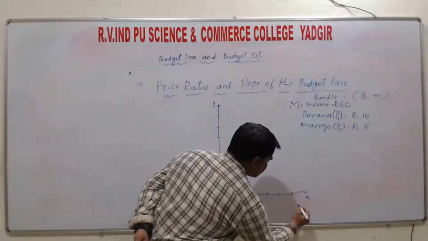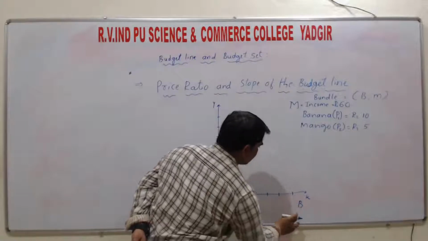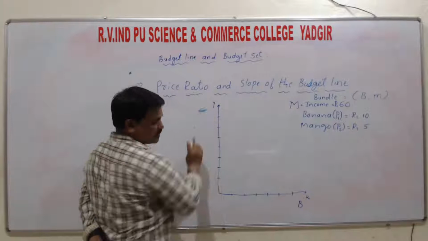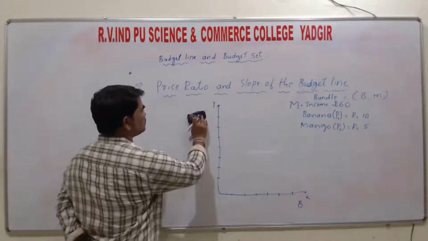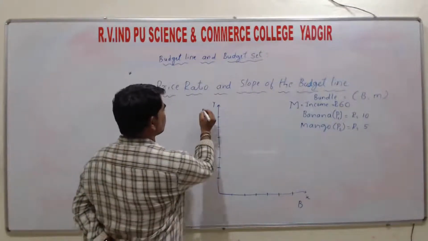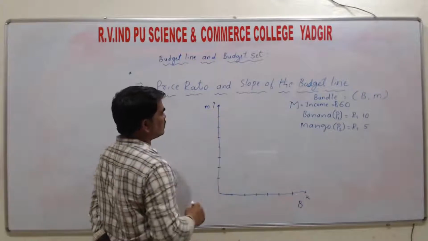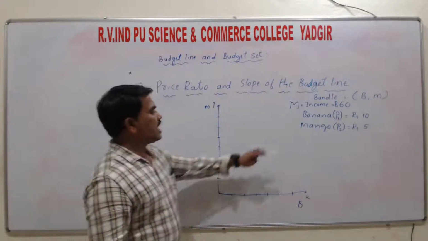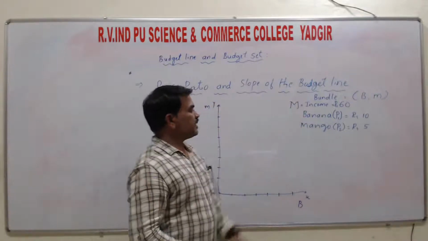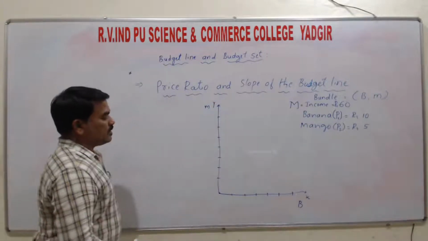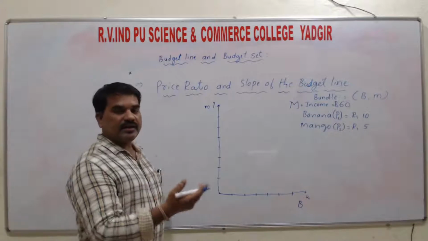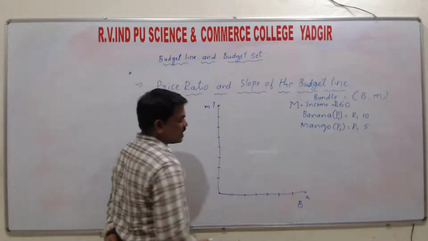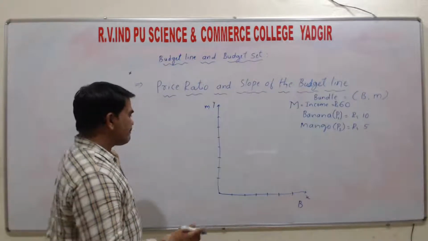This is the x-axis, we will consider bananas, and on the y-axis we will consider mangoes. That I will write in a small letter. Okay. Now, as we know, he has 60 rupees. If he spends his entire income to buy these bananas, what is the quantity he can buy?